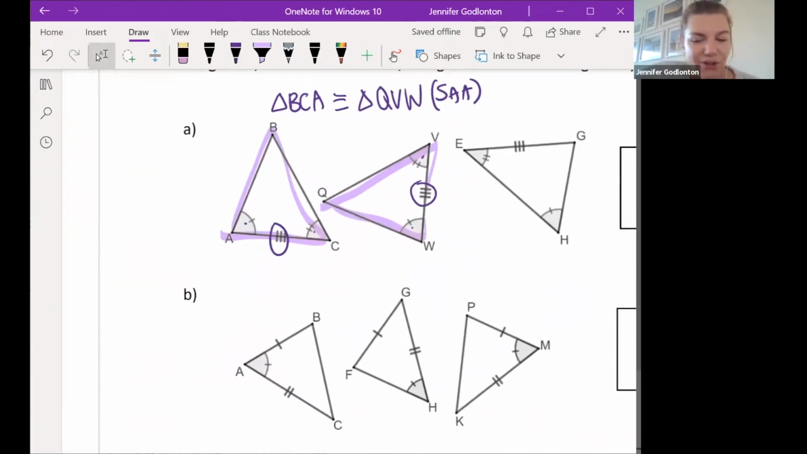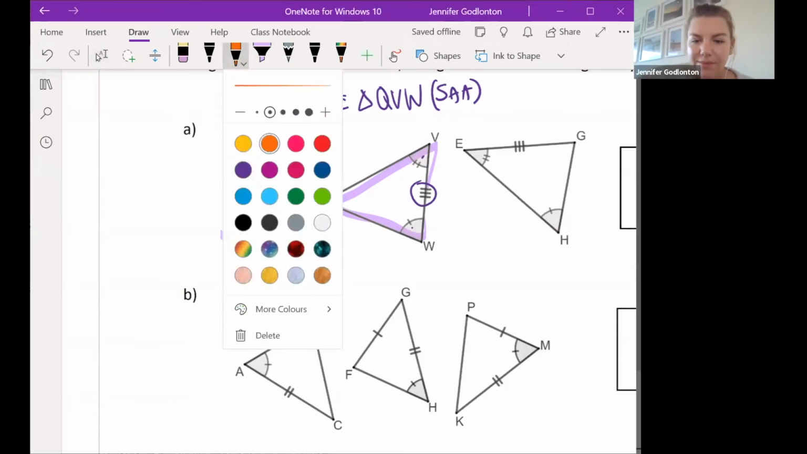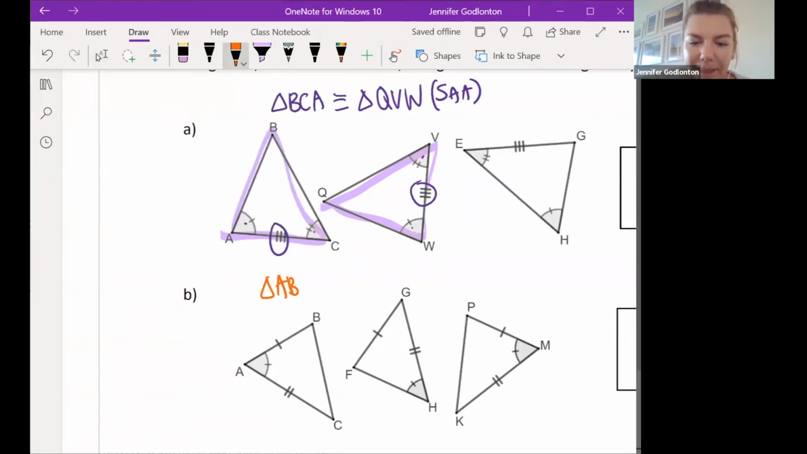Okay, look at the next one for me. Two of those triangles are congruent. I want to know which two are congruent and I want to know the reason for that congruency. Tell me which ones you think. ABC is congruent to MPK. MPK, I like it. What's my reason? Side angle side. Perfect. Yes, good.